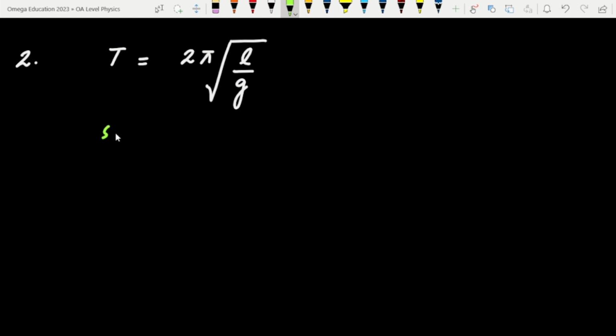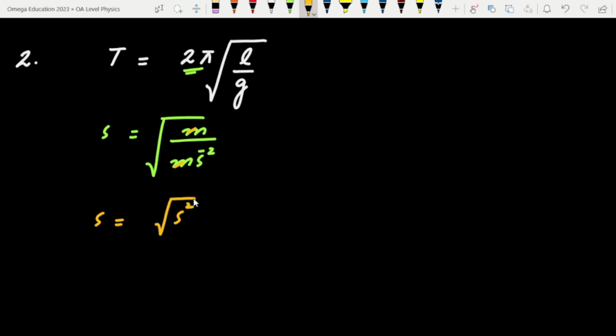For time we have seconds. 2 pi would be ignored. Like I said, the constant numbers, you just forget about it for a while. Then you have length in meters divided by acceleration of free fall, ms^-2, and then square root of it. In the next step you do some cancellation, like meters cancelled away with meters. You'll be left with 1 over s^-2, which can be written as s squared under root of it. Then if you take square root on the right side, you will be left with s only.